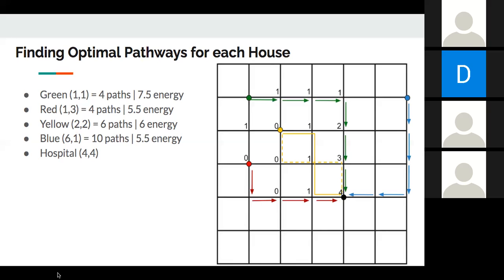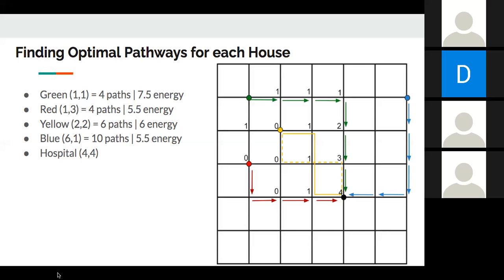Now, we also have to find the associated energy units for each optimal path. So for the greenhouse to the hospital, it will be 7.5 energy associated with the optimal pathway. For red, it will be 5.5 energy. For yellow, it would be 6 energy, and blue would be 5.5 energy.